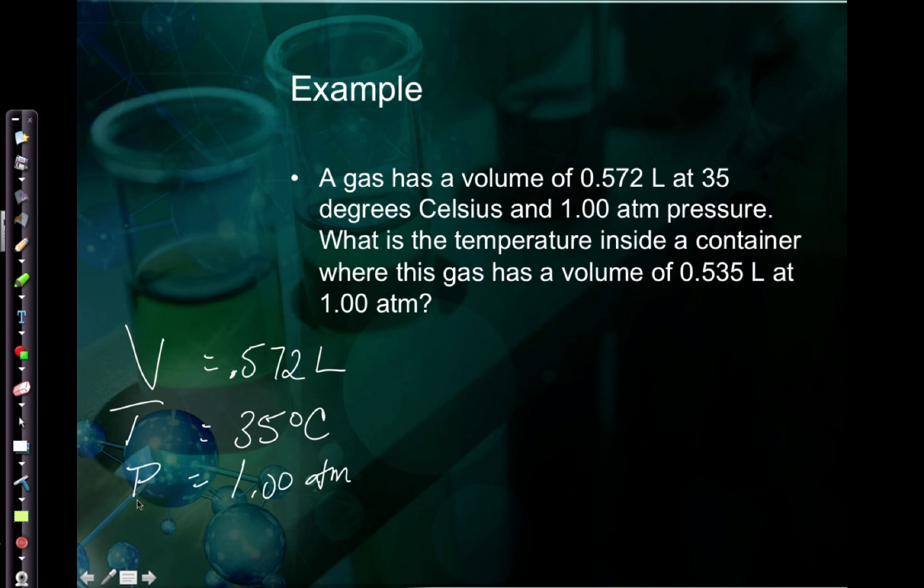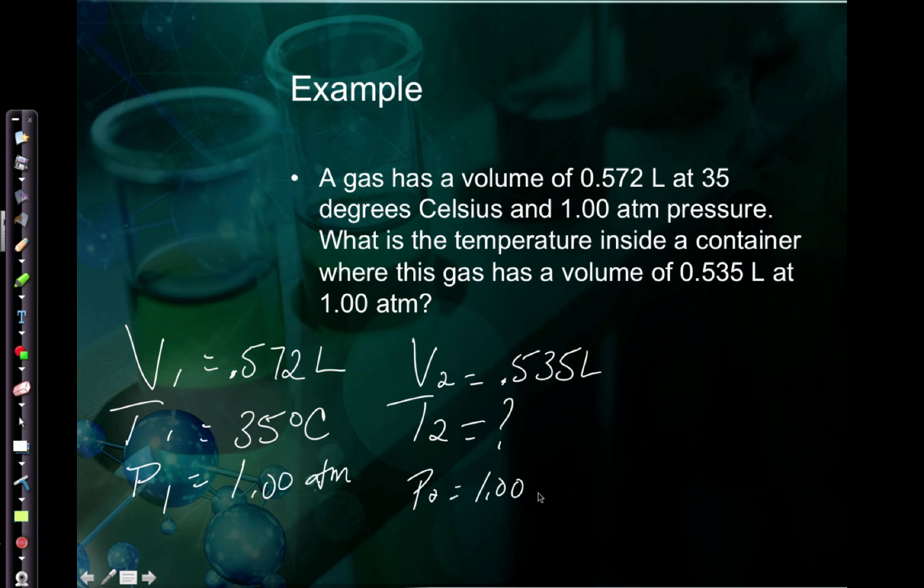Okay, so all of these variables happen at the same time. So basically, this volume goes with this temperature, goes with this pressure. So I could really just assign it a 1 or a 2. As long as you keep them together and assign them the same number, it's fine. But it is the initial temperature, volume, and pressure. So I want to know what the new temperature is inside of a container where the volume is 0.35 liters and the pressure is 1.0 atm.